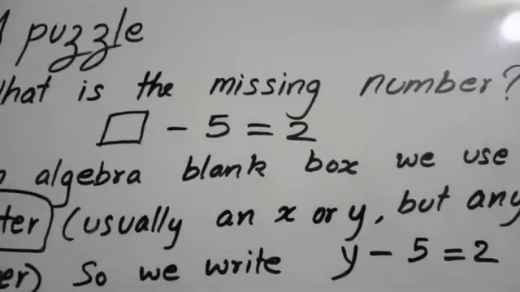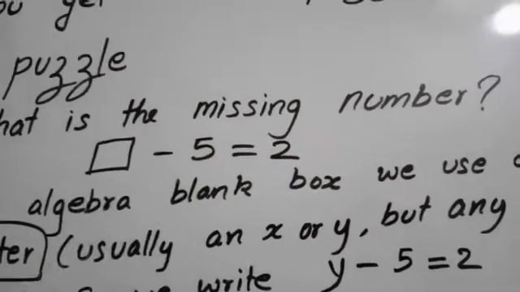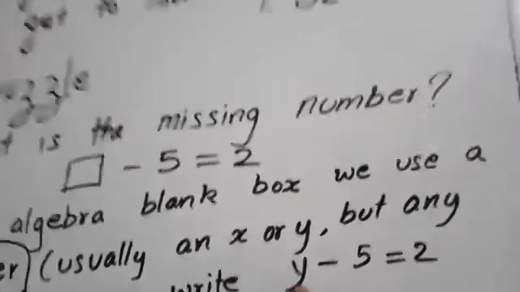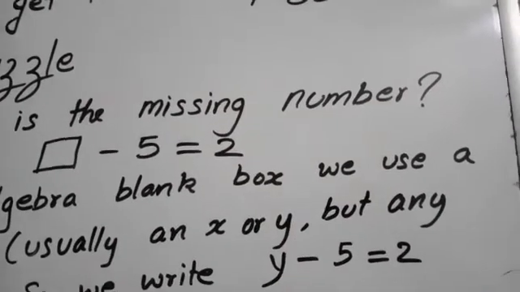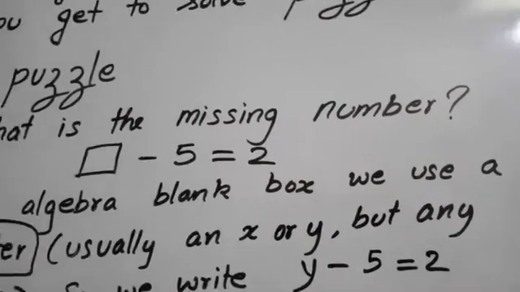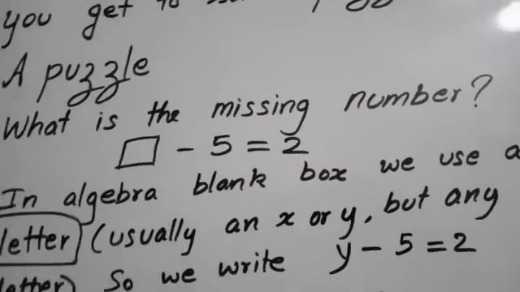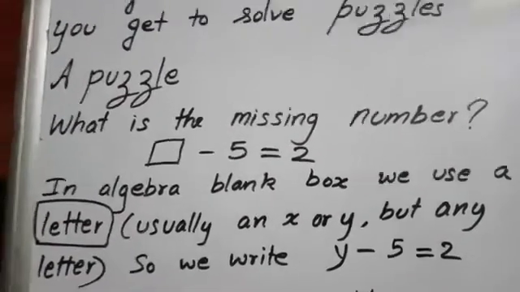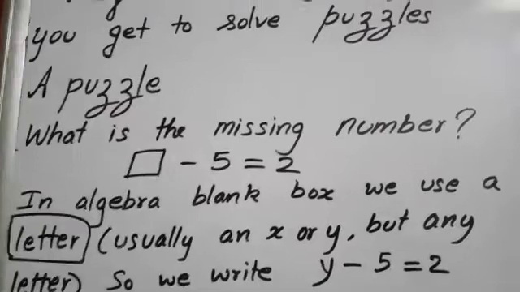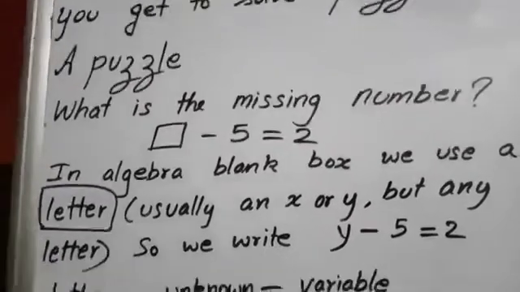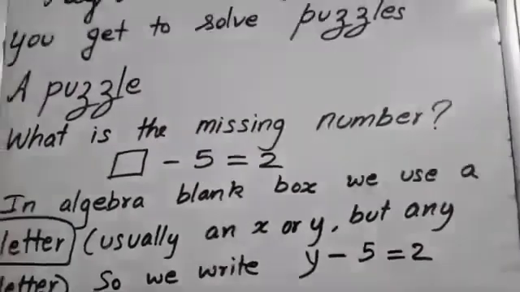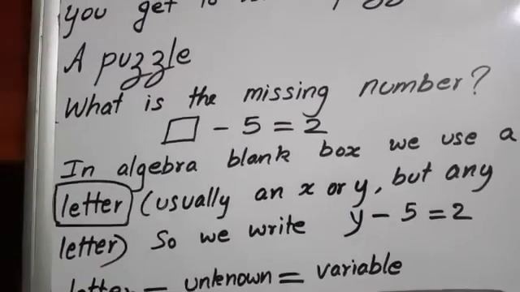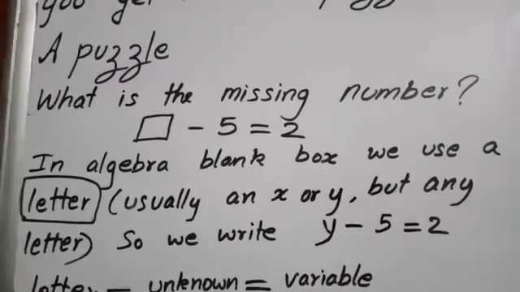So we write Y minus 5, the same thing I have written, Y minus 5 equals 2. Now you know the value of Y is 7. In this way we are finding the unknown value or unknown letter, which we don't know. That value we are going to find out in algebra. Dear students, hope you understood what algebra is. Algebra is just like fun, like solving a puzzle.